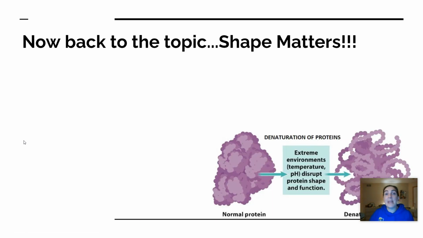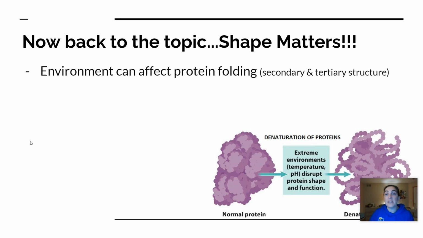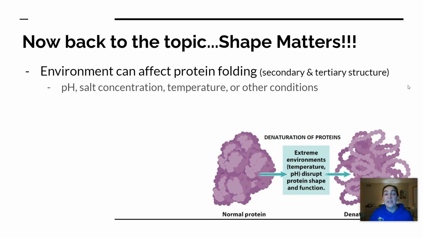But now back to our main topic. The shape of a protein matters to allow it to function. And that shape can change based on the environment. So the environment can affect how the protein folds, not the order of amino acids. So the environment isn't going to change the primary structure, but the environment around a protein can change its secondary and tertiary structures that cause it to have its specific shape. Some of those environmental factors do include changes in pH, which we talked about. We'll come back to that in a second. Things like salt concentration or temperature or other types of conditions.